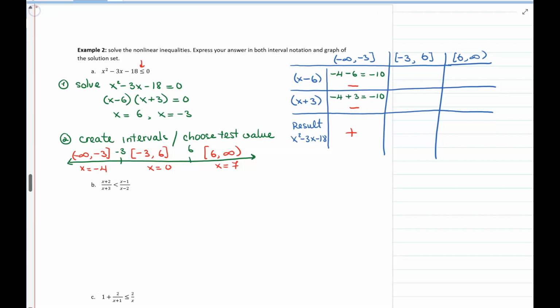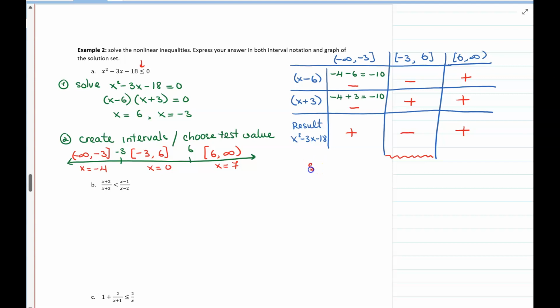Similarly, I have x equal to 0 for the second interval. So 0 minus 6, we have negative. 0 plus 3, here we have a positive. So the result here is negative. In the next interval, 6 to infinity, we have positive and positive. Note that we want to find where the expression is less than or equal to 0. So the middle interval is the suitable solution set.